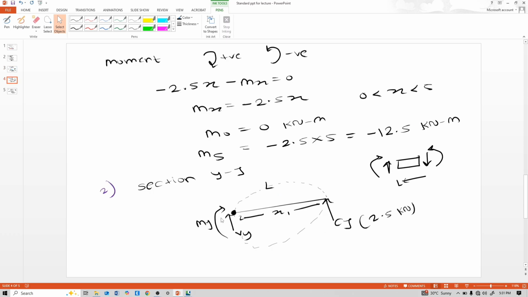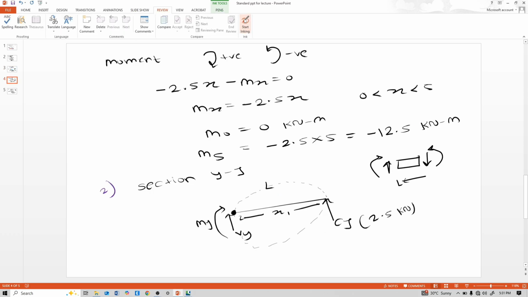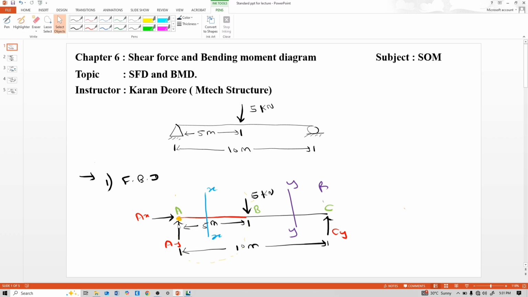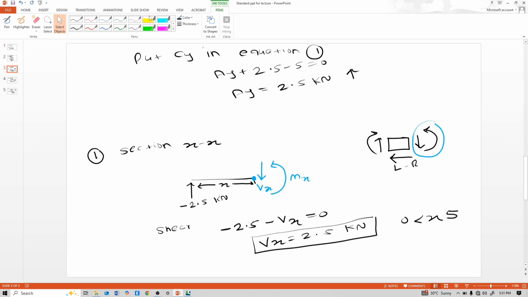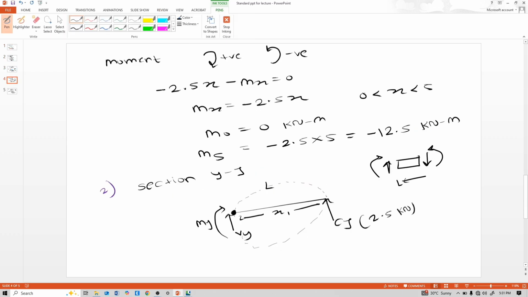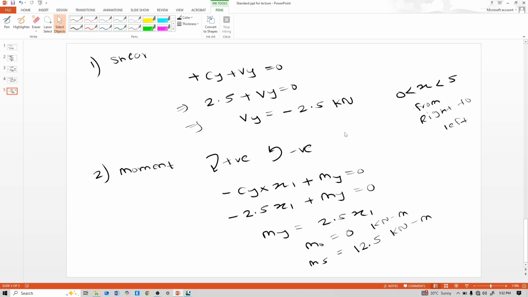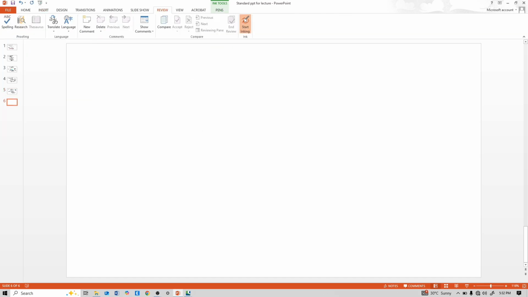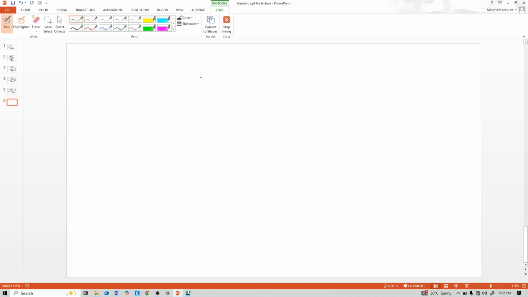So now this is also clockwise. So see here clockwise, positive also, here also positive, positive, EMX positive. So this is also 12.5 kilonewton meter. So we need to draw SFD BMD as per our calculations.